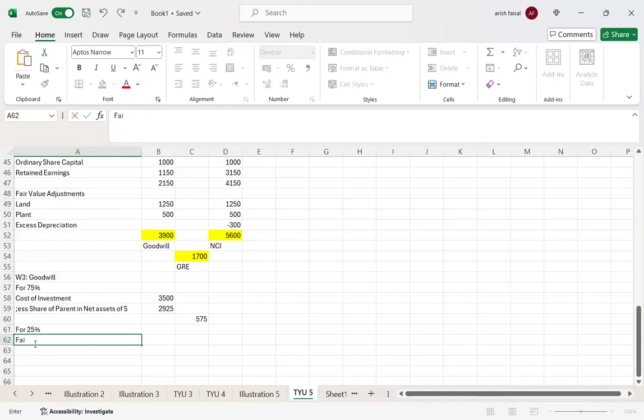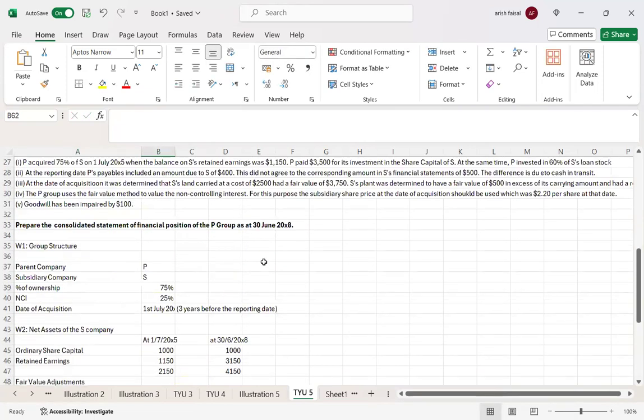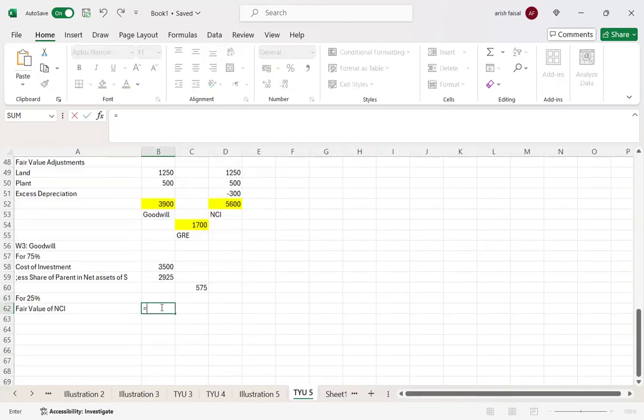So for that, you have to take the fair value of the NCI at the reporting date, which they ask you to figure out through the share price, which was 2.2 per share. So for this case, you already know that the total number of shares the subsidiary company has is 2,000, and the NCI part is 25%. So that's 500 shares, and the price per share is 2.2. So I'm going to multiply it by 2.2. Just adjust the formula.